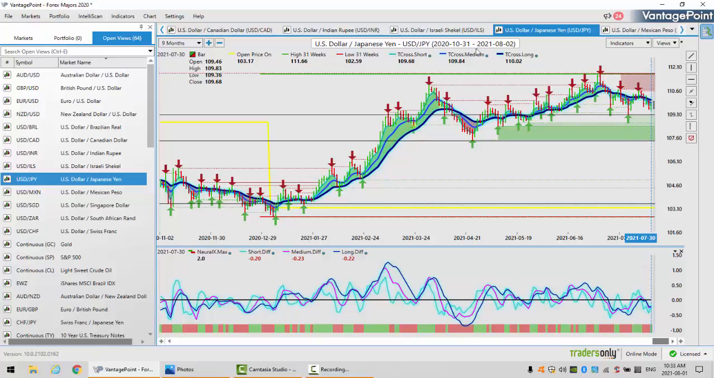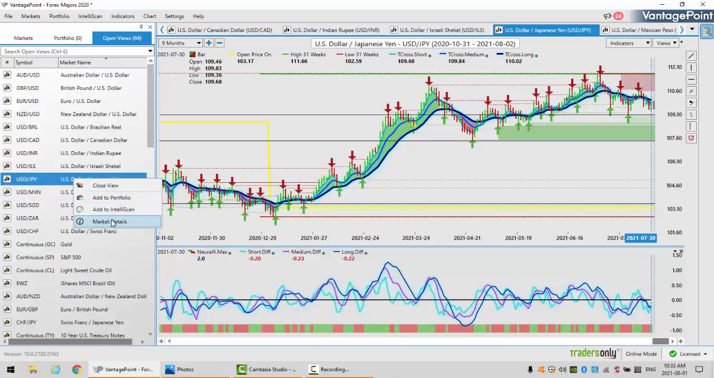But when we look at our 31 week high and low, we're playing a very, very big range on this thing. 111.66 to 102.59, with the price on open on the year at 103.17. I don't know if we'll get down to 103.17. It certainly is possible, but we're going to need gold prices moving.